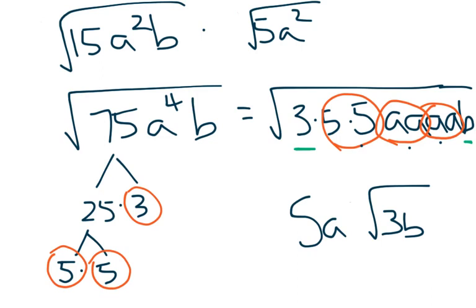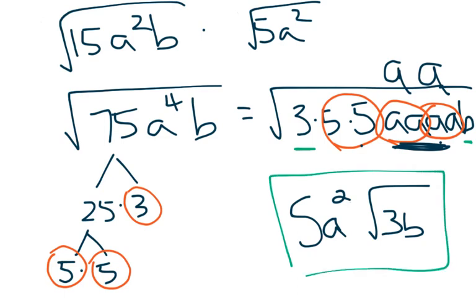The number one mistake that kids make is forgetting to only bring one of each type out. Like some kids will bring this out as a to the fourth. And it's very common. So be careful that if you did that, you pay attention. You got 1a here and 1a here. That's 2 a's. That's why your answer is a squared. So final answer, 5a squared, square roots of 3b.